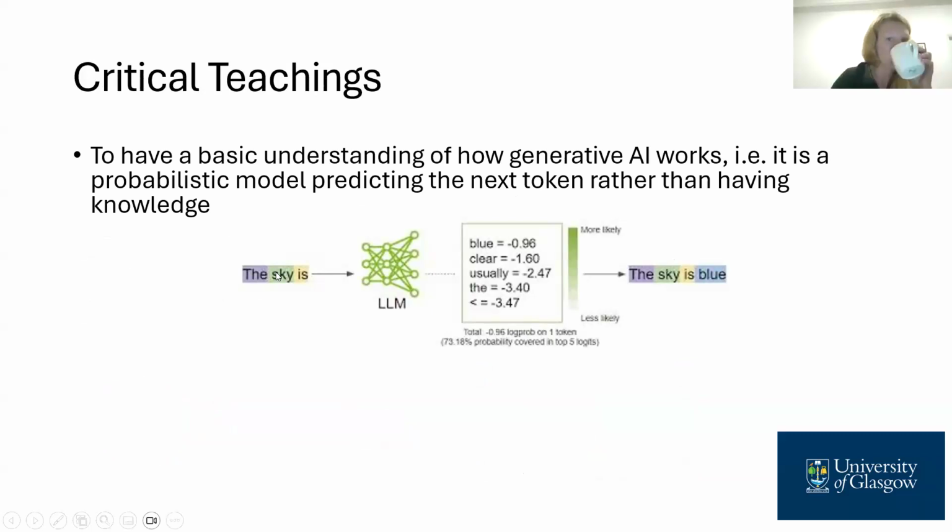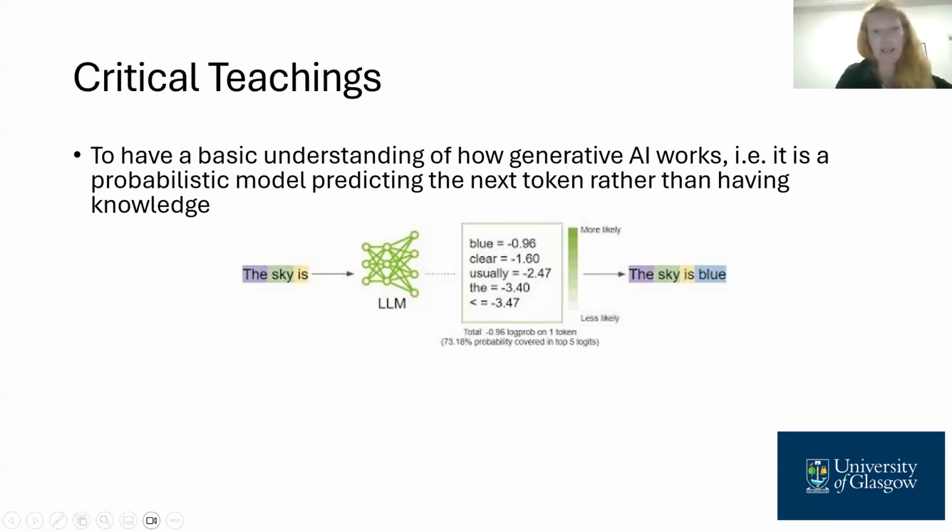So it takes these tokens. So you say the sky is, then it splits the previous sentence or the prompt into tokens, and then it predicts with some probability what the next word would be. So it doesn't actually know anything about the sky. It just knows from its data set that the probability that the next word is blue is quite high, and the probability of the is quite low in this case.